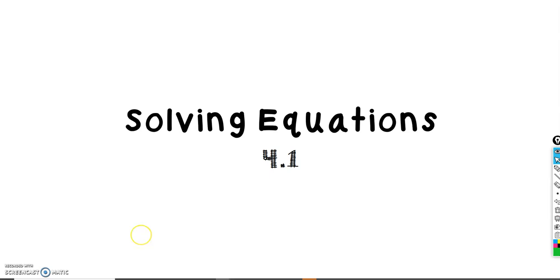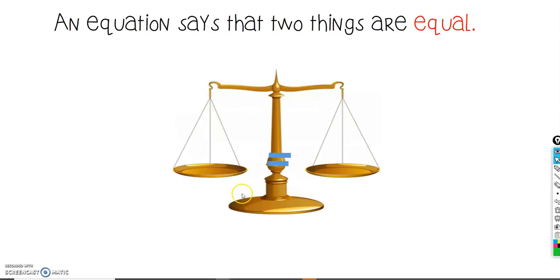We're going to be reviewing, and hopefully this is a review, how to solve equations. So make sure that you are taking careful notes. An equation says that two things are equal. So guys, we've been working with expressions, and an expression doesn't have an equal sign, but an equation does, and it shows us that two things are equal just like a scale.